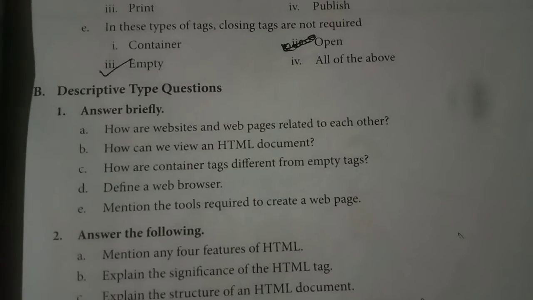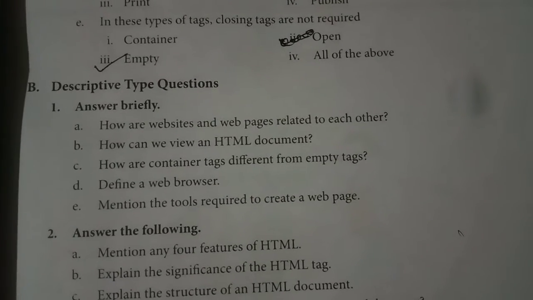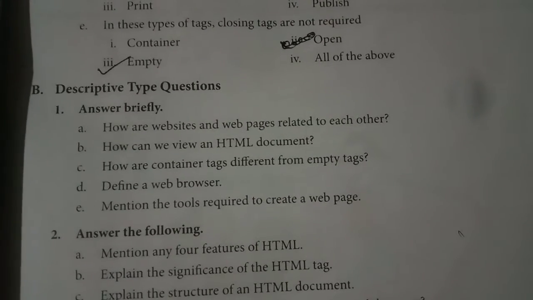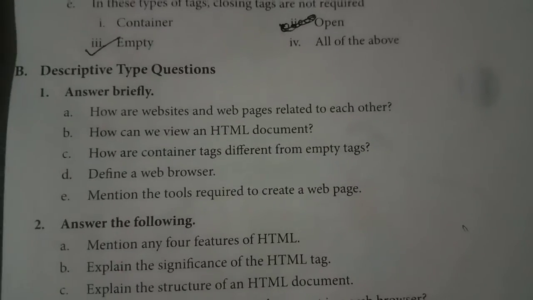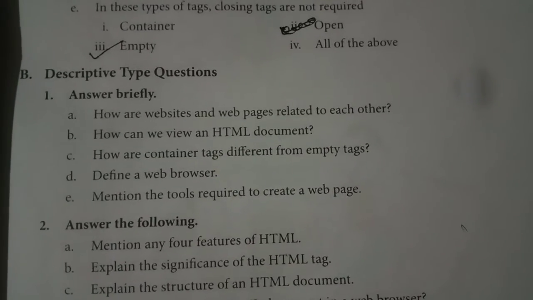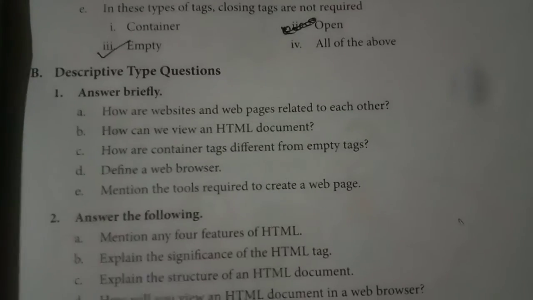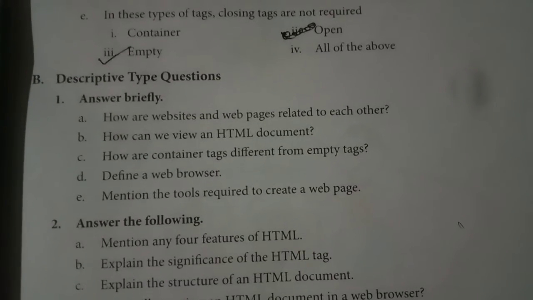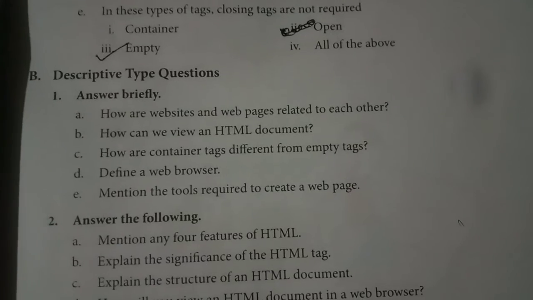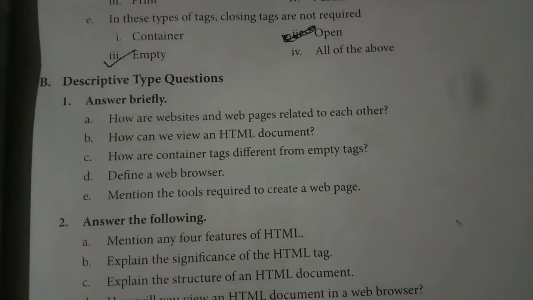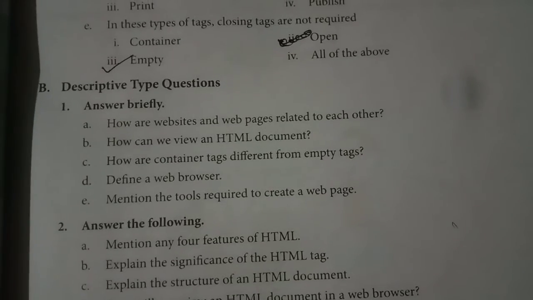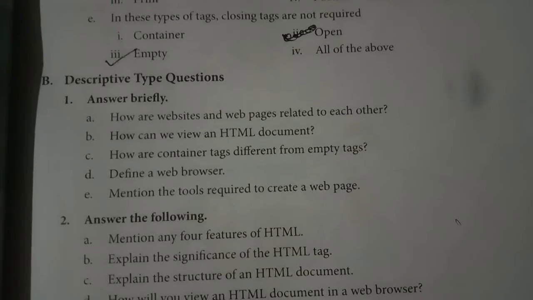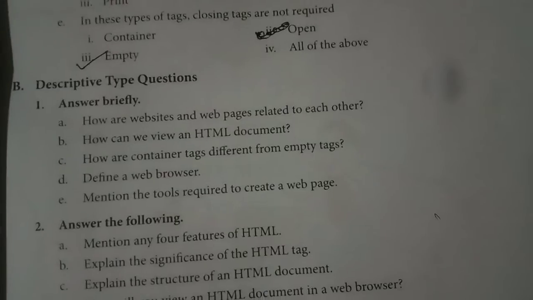Then the third question: how are container tags different from empty tags? All of you know about the container tag and the empty tag, I believe. Container tags have a closing tag and empty tags don't have a closing tag. So the answer is like this. A container tag contains a starting and closing tag both, but an empty tag is a non-containing tag, which consists of only a single tag.